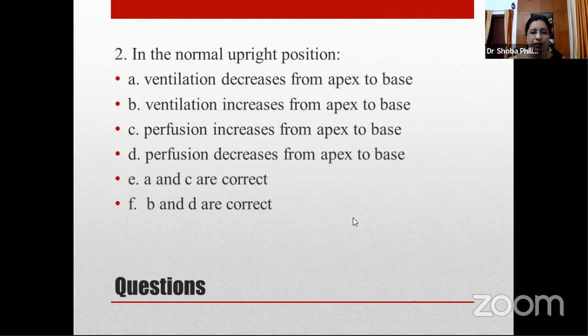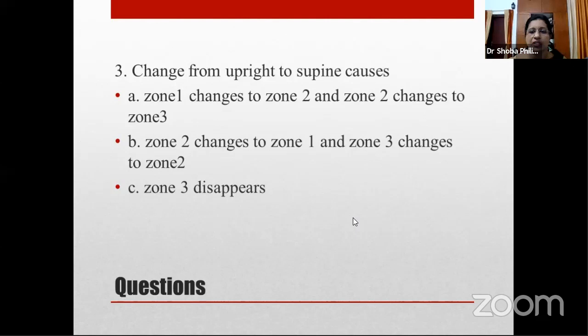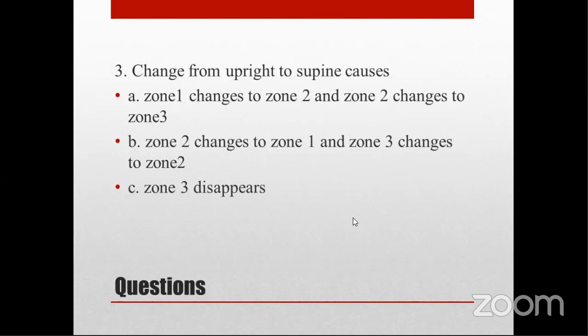Next question. When you change from the upright to the supine position, it causes, number one, zone 1 changes to zone 2 and zone 2 changes to zone 3. Second option is zone 2 changes to zone 1 and zone 3 changes to zone 2. Third option is zone 3 disappears. Which is the best option when you change from upright to supine? Okay, I'm putting the poll window. Forget about option D. You need to select between A, B and C.